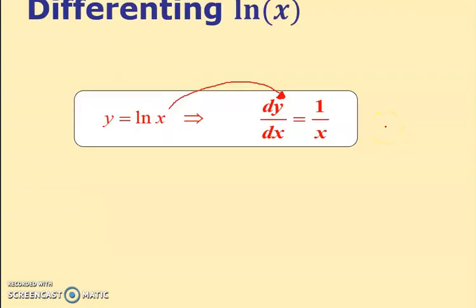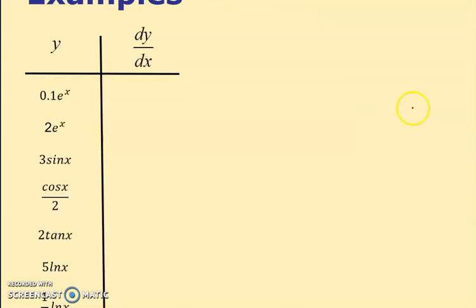So on that basis, hopefully you've written down all those rules. They're all important. Let's do a few. It says differentiate these functions. The first one says 0.1 e to the x. Well, I know that e to the x, when I differentiate it, gives me e to the x. Now it's got 0.1 in the front, so it's going to be 0.1 e to the x. If I differentiate 2e to the x, it's still 2e to the x. E to the x stays the same when I differentiate it.